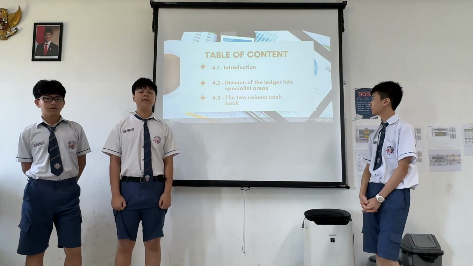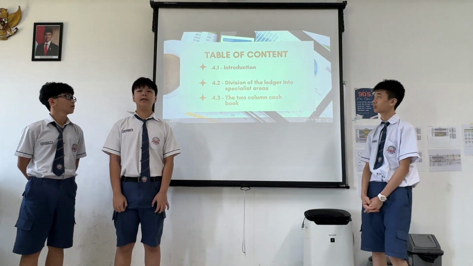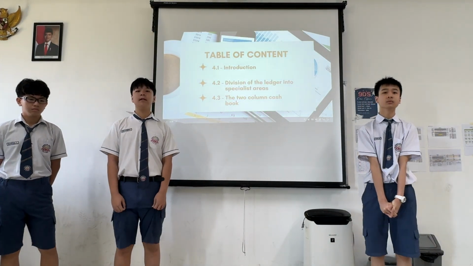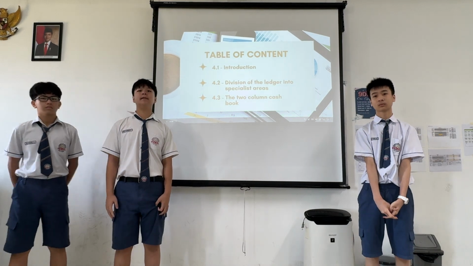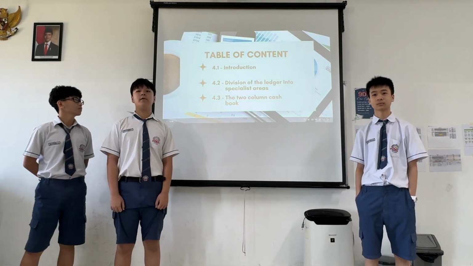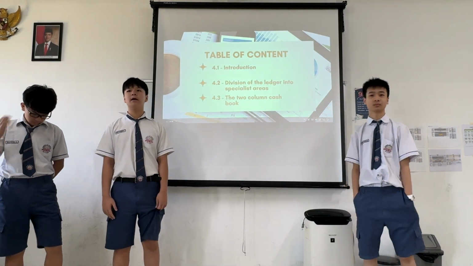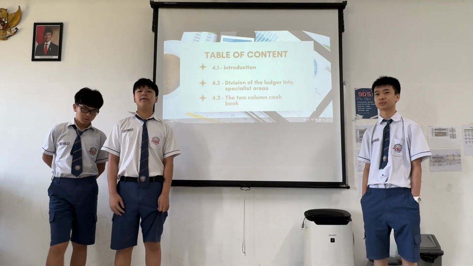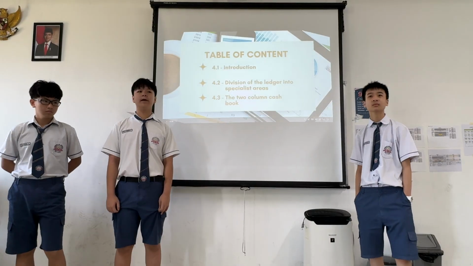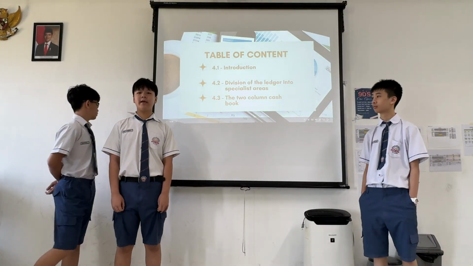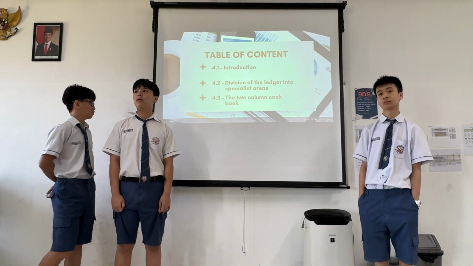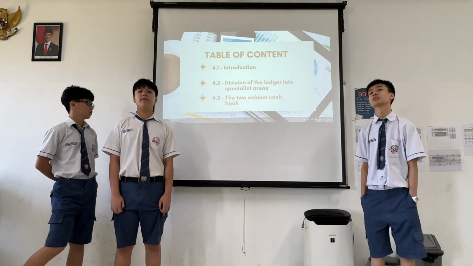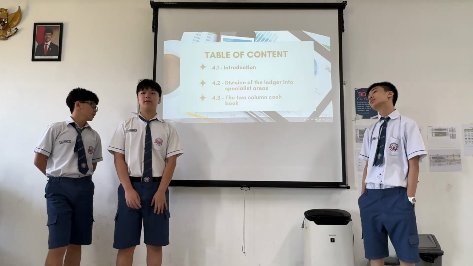Alright, so for 4.1, it's going to be the introduction. It's going to introduce us to the double entry bookkeeping system, assets, liability, expenses, and also income. For 4.2, it's going to tell us about the ledgers, like sales ledger, purchases ledger, and general ledger. The sales ledger is where the accounts of credit customers are maintained. The purchases ledger is where the credit suppliers are maintained, and the general ledger is the rest.